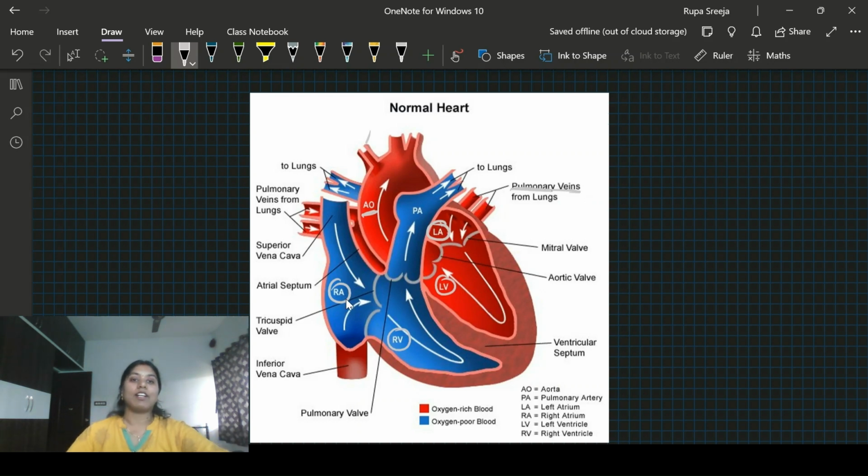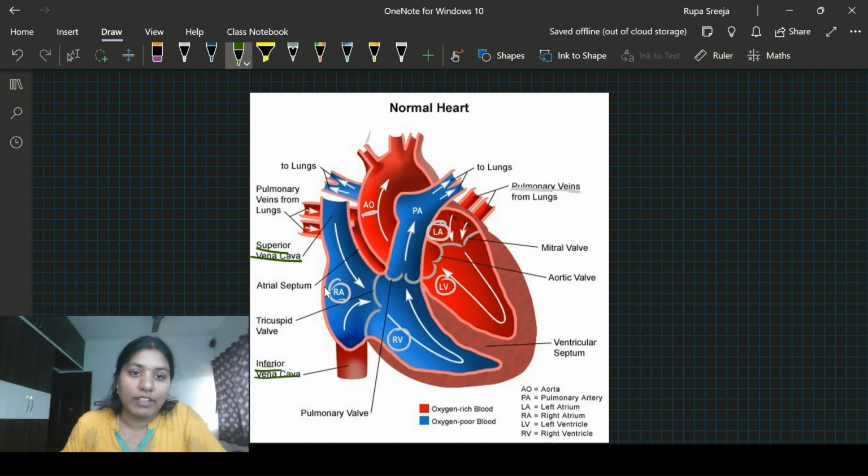Whereas coming to the right side of the heart, there is the right atrium, which is getting the deoxygenated blood from the superior and inferior vena cava. What is the function of the superior vena cava? It collects the deoxygenated blood used by the organs from the upper body and pours it into the right atrium. Whereas the inferior vena cava collects deoxygenated blood from the lower body.